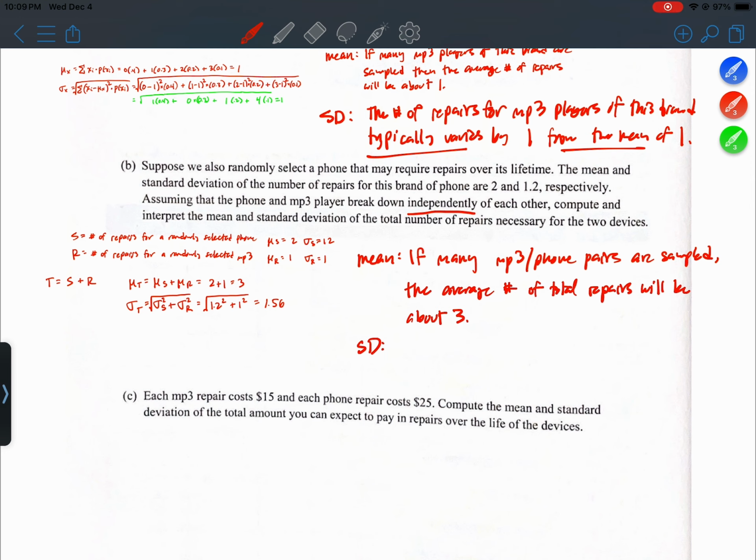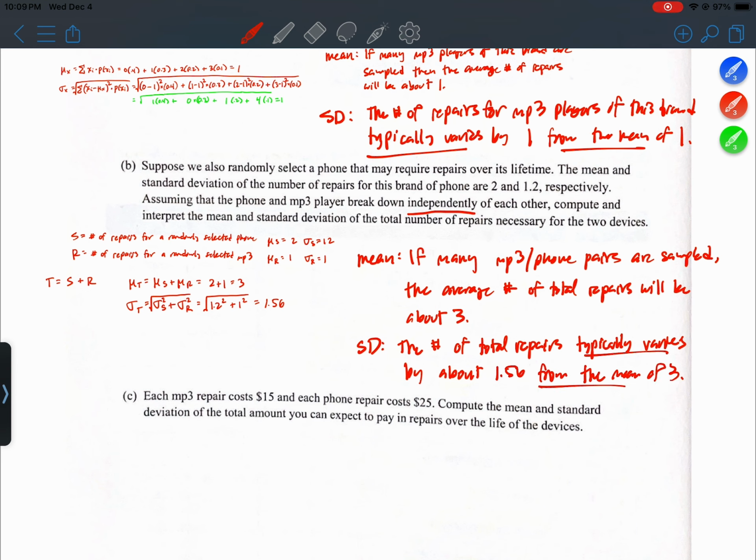And then for the SD, we could say the number of total repairs typically varies by about 1.56 from the mean of 3. Yeah. So again, using that phrase, typically varies from the mean. And then in the first interpretation, we're making sure we include the word many and average.